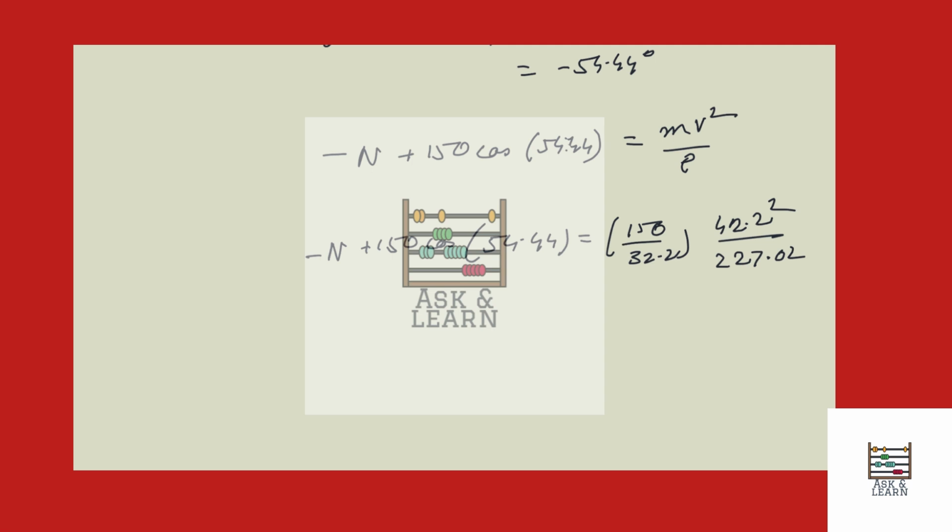So just draw a simple diagram for this. Let's say this is the skier. This is the normal reaction acting, and this is the weight mg, and this component is mg cos theta. This is angle theta, right? So that's what we have done here, and from here the normal reaction will come out to be around 50.69, in pounds.